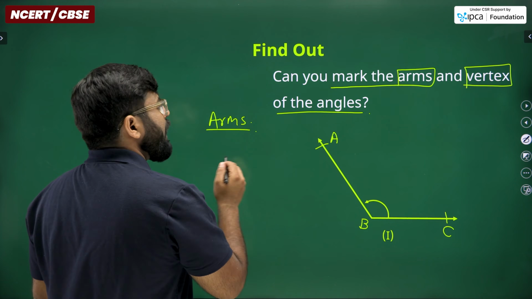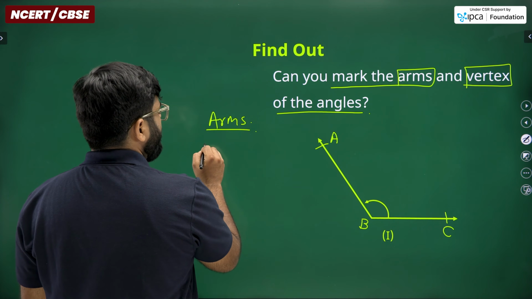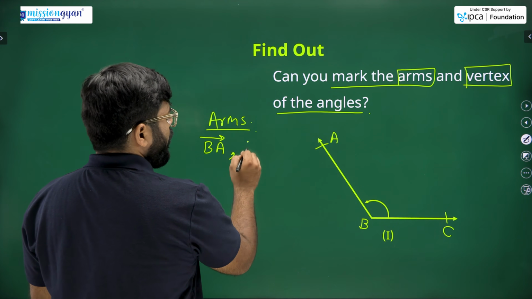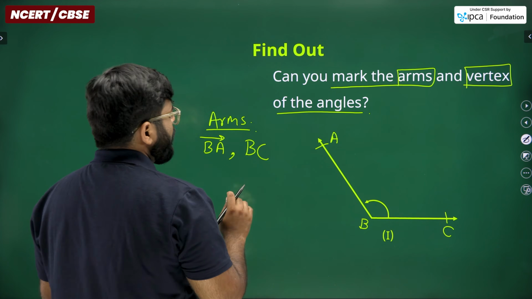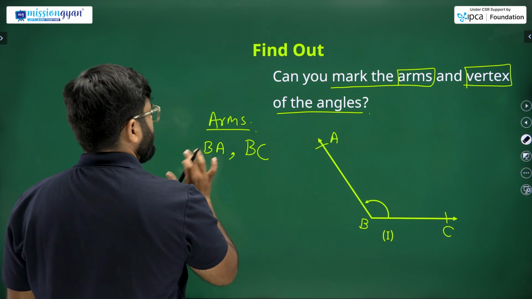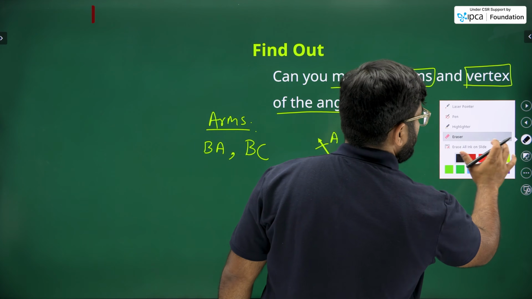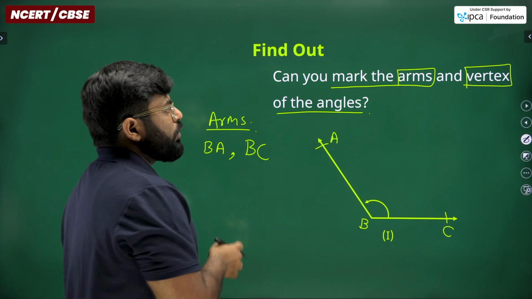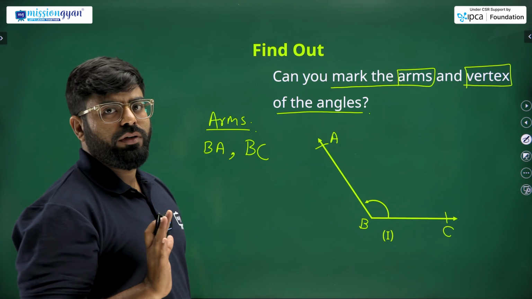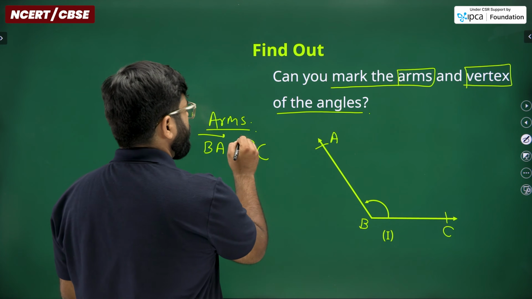So basically, we have two arms, that is arm BA and arm BC. You don't have to put this sign. Clear? That means we have how many rays? We have two rays. That means we have two arms. Understood? If you want, you can put the mark also.